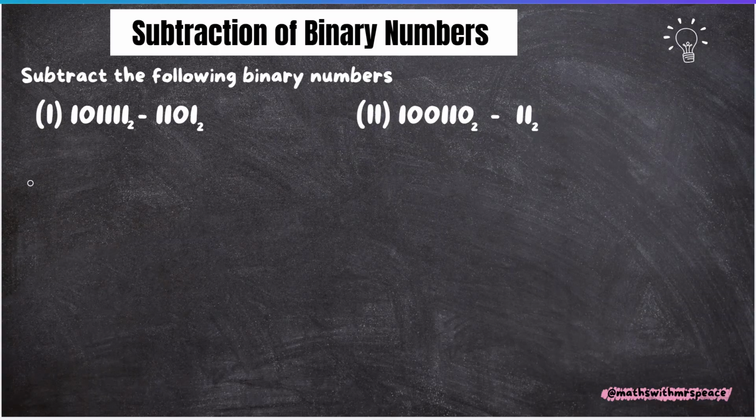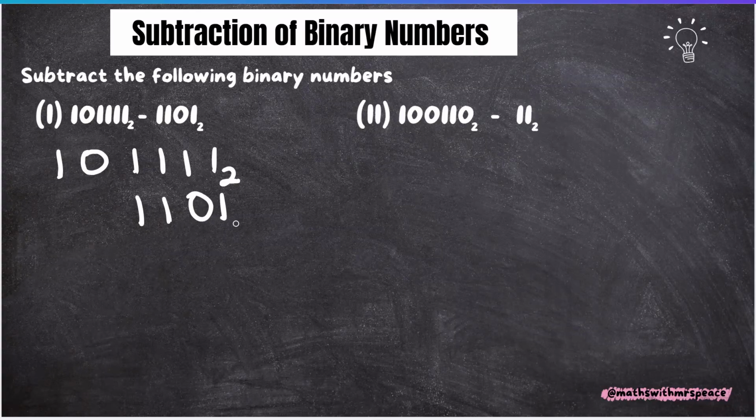So I'm going to write out the number 1, 0, 1, 1, 1, 1 in base 2, and then the second number under it, that's 1, 1, 0, 1 base 2. And then let's go ahead and subtract.